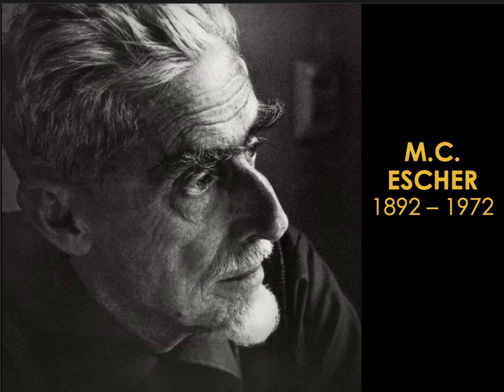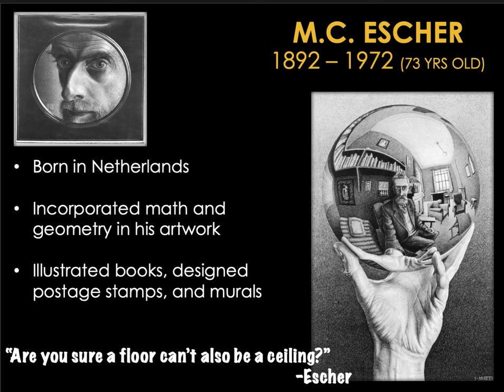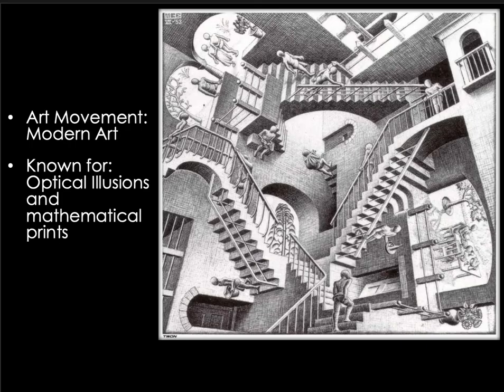M.C. Escher, ever heard of this guy? Maybe you've seen his stuff in math books. He was a mathematician, but he was also an artist. And he incorporated a lot of geometry into his artworks, into his illustrations. He was also a tapestry artist. He created postage stamps. He did all kinds of stuff. Maybe you've seen any of his work. You've probably seen this one right here. And he's known for his mathematical prints and his optical illusions.